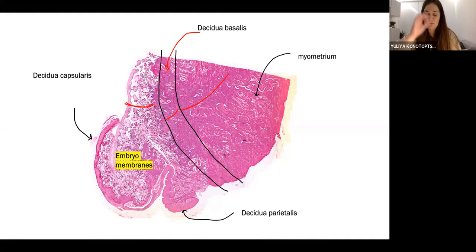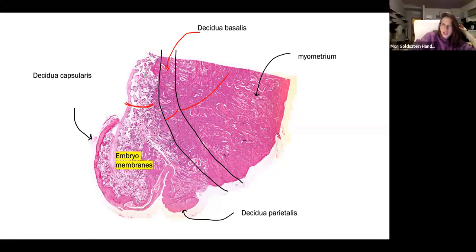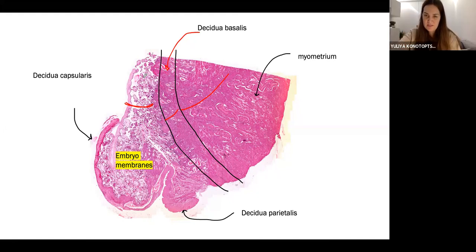What is right next to decidua basalis? The chorion frondosum, the bushy one, the one that has the villi, right? So this is the chorion frondosum. This part seems like it is attached, but it's not. It should have been here, it should have been like that. But because they scraped off the embryo, it kind of collapsed this way.